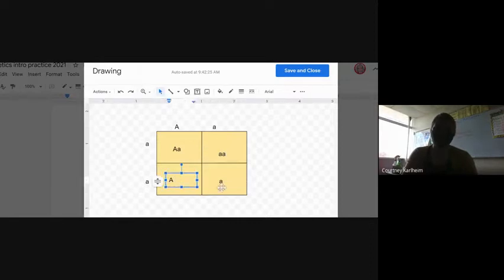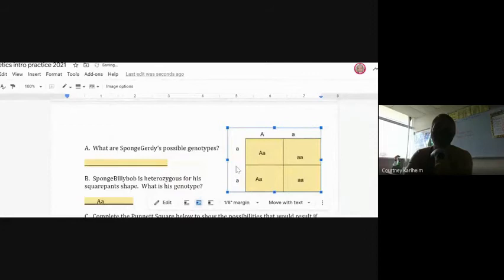So it's just like filling in a crossword, but you're just copying letters. I'm terrible at crosswords. So when you're done filling it out, just save and close, and I'll make sure you can see it.